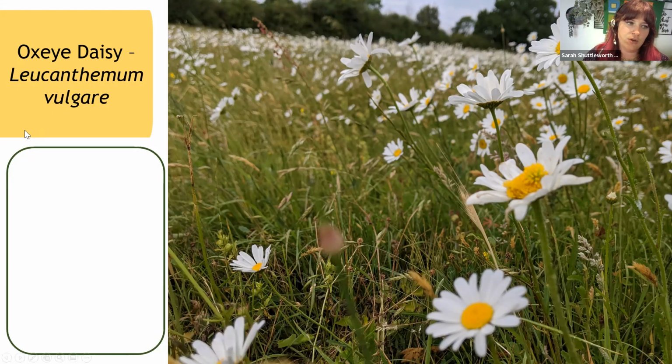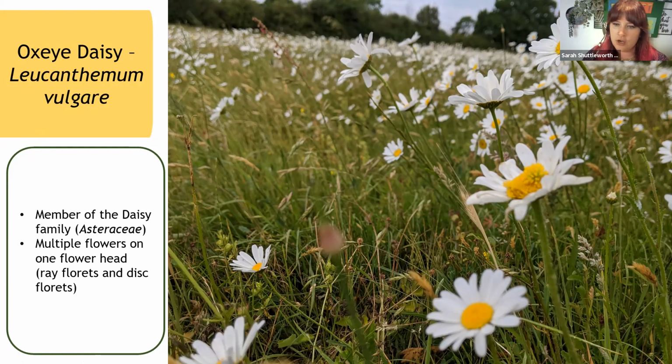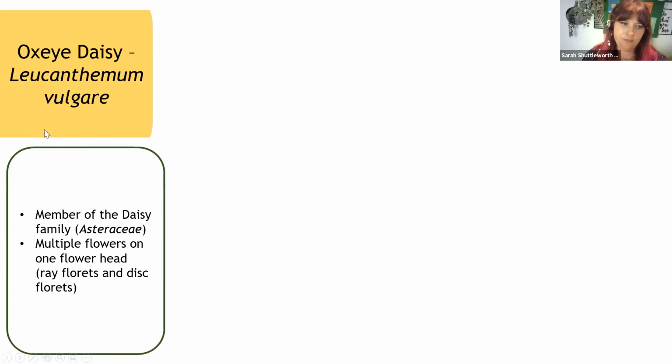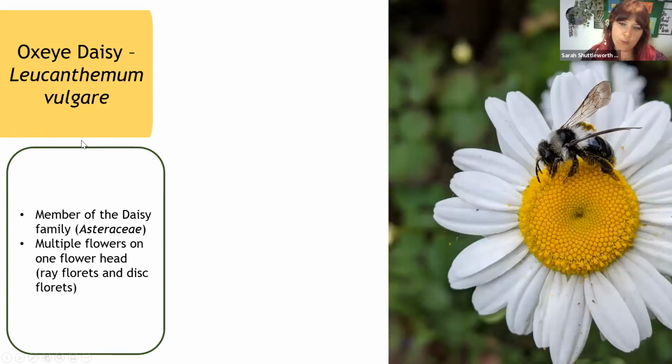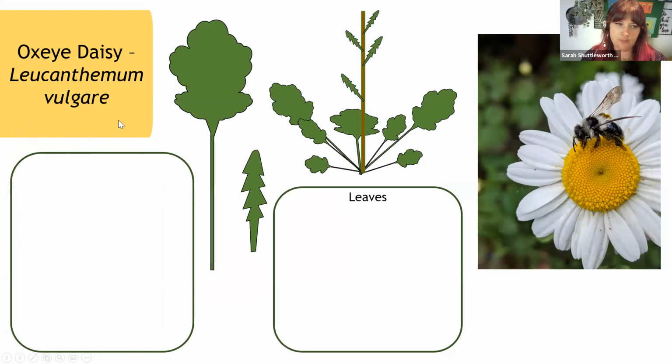Oxeye daisy is a member of the daisy family, no shock there, Asteraceae, meaning that, like all of those, it has multiple flowers on one flower head, consisting of the ray florets, the white ones around the outside, and the yellow disc florets in the center. And there are some more pretty pictures of it, and you can see just how different those florets are from the ones in the center up to the ones on the outside.